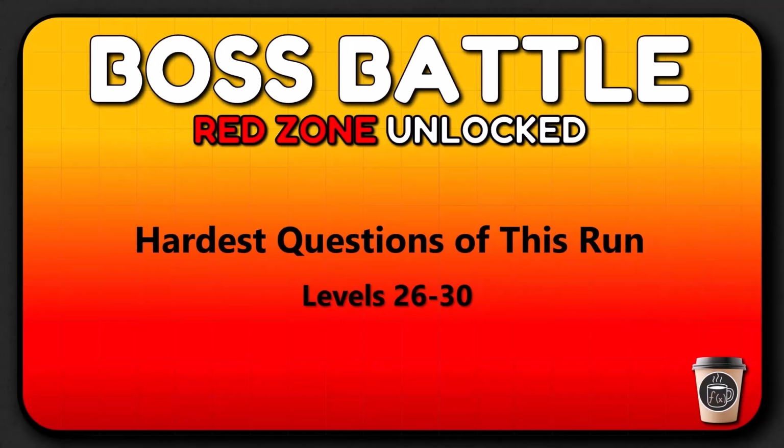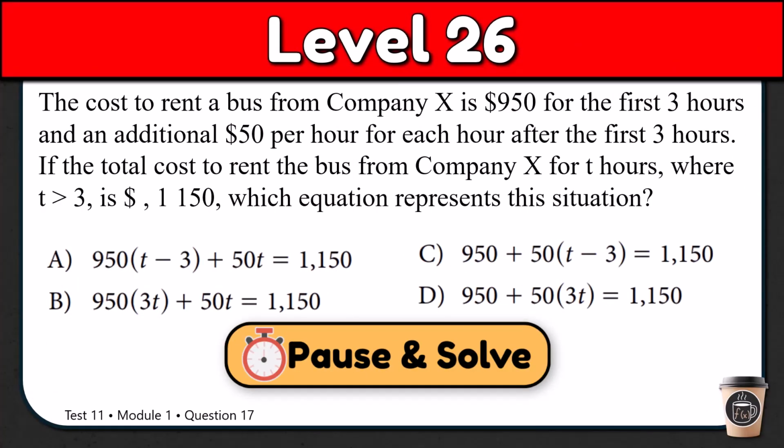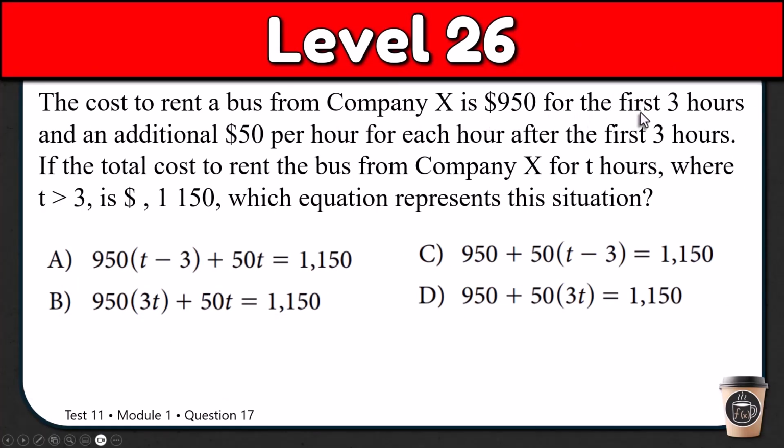Yellow zone is cleared. Now it's time for boss battle. You ready for these? There's just 5. Here we go. Renting a bus is $950 for the first 3 hours, and an additional $50 per hour for each hour after the first 3 hours. So if the total cost to rent the bus for T hours, what is the total cost if T is greater than 3?